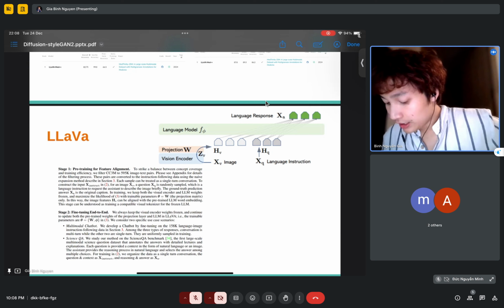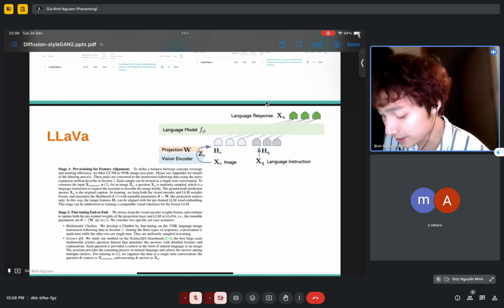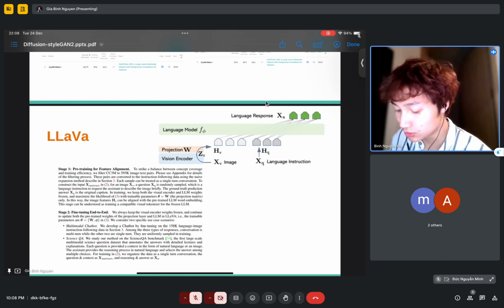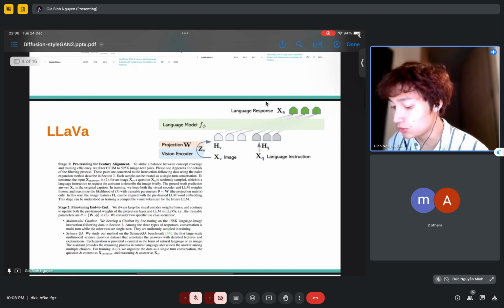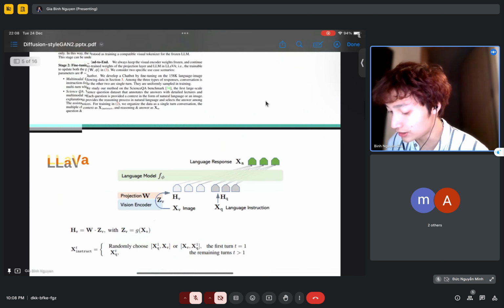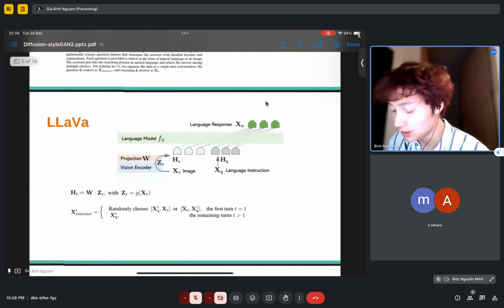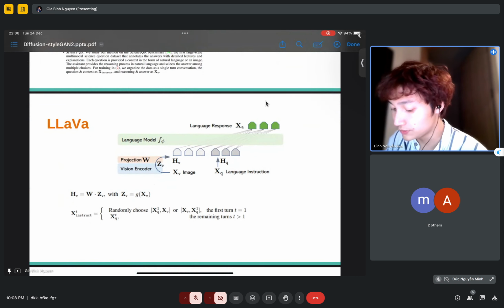Here we can see there are two stages to train the model: pre-training for feature alignment and end-to-end fine-tuning. On the top side here is the architecture of the model. So let's move to the architecture. It includes some components, which are the vision encoder, projector, and language model.